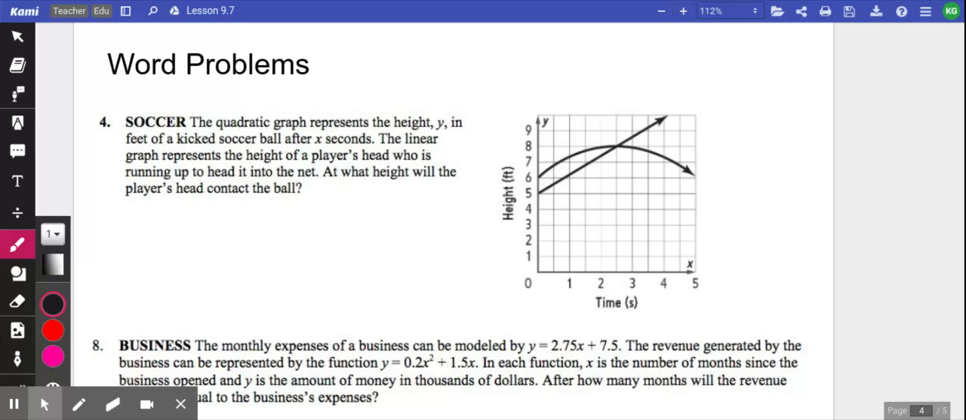The quadratic graph represents the height of a soccer ball kicked. The linear graph represents the height of the player's head who is running up to head it into the net. At what height will the player's head contact the ball? So we want to find this intersection point here, which is at a height of 8 feet.